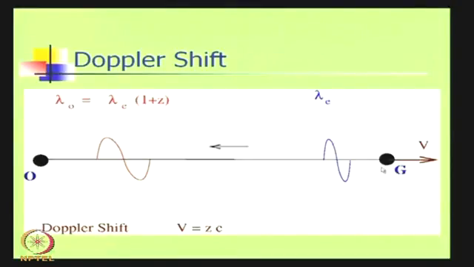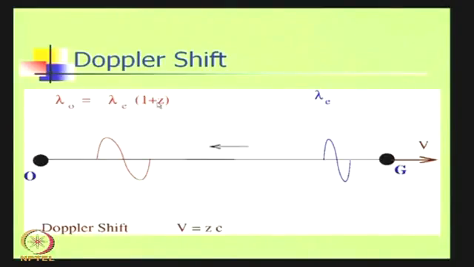So essentially if the source is moving away from the observer, you will have an increase in wavelength, and this is what is called redshift. If the source is moving towards the observer, the wavelength will go down, and this is called blue shift, and this is quantified by this number z.